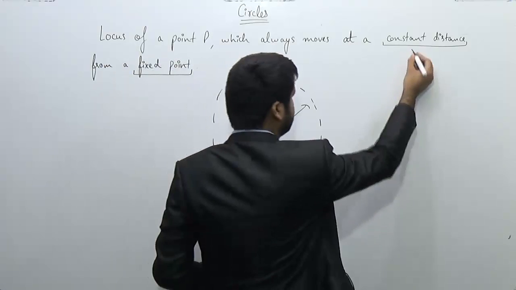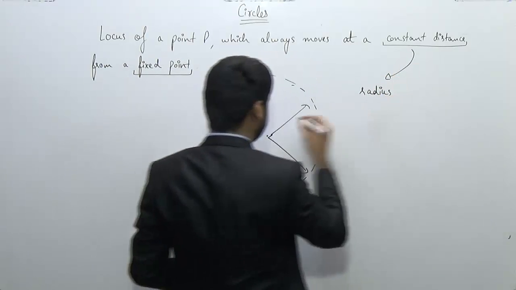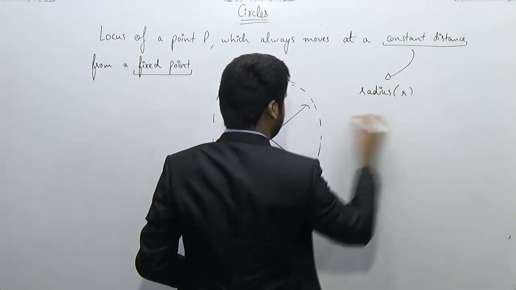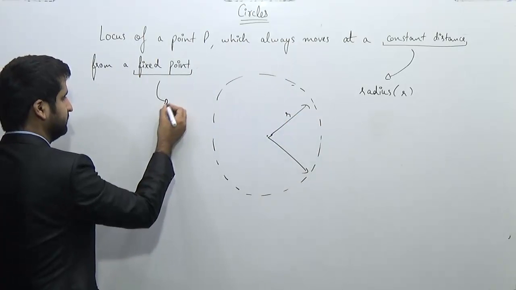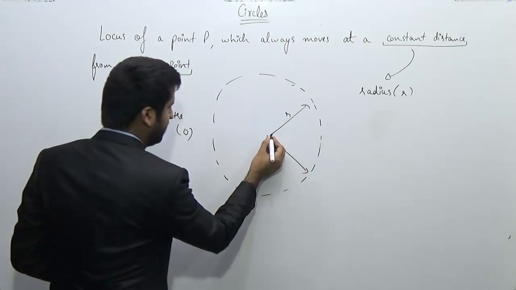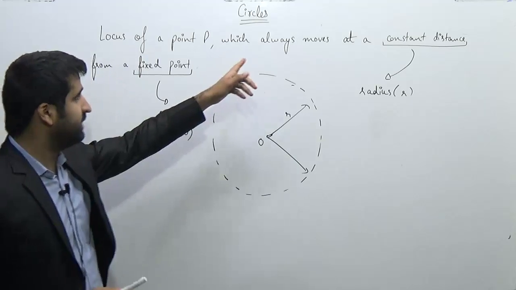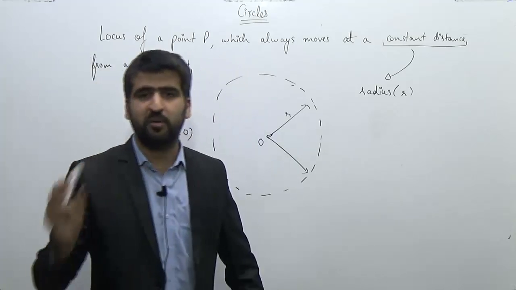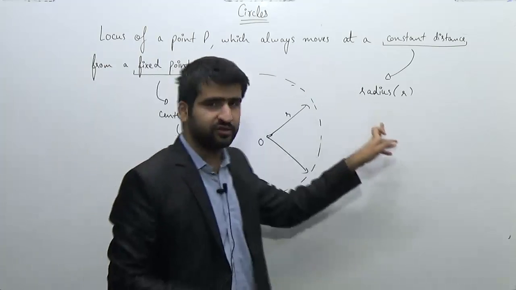And this constant distance, as we all know, is known as the radius, and we can denote it by R. And the fixed point is called the center of the circle. So this is the center of the circle, and usually we denote it by O or C. So the locus of a point P which always moves at a constant distance from a fixed point: the fixed point is called the center and the constant distance is called the radius.